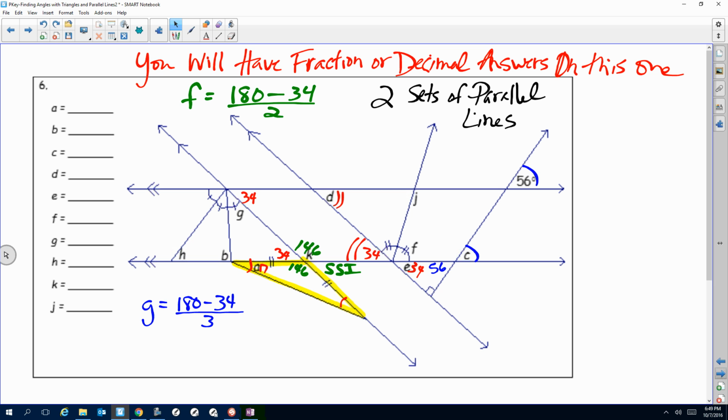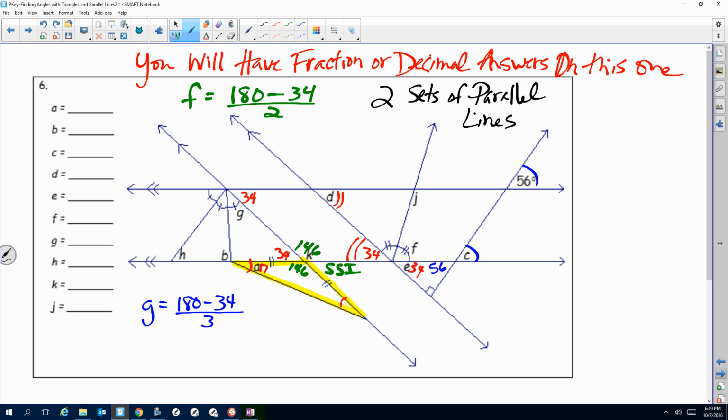So basically I said 180 minus 34 divided by 2, because I know those two are congruent. D and 34 are alternate interior. We have some same side interior as well. I kind of went ahead and marked that for you. And I'm going to help you to see where your fraction is.